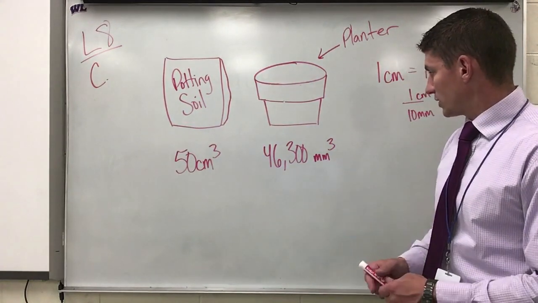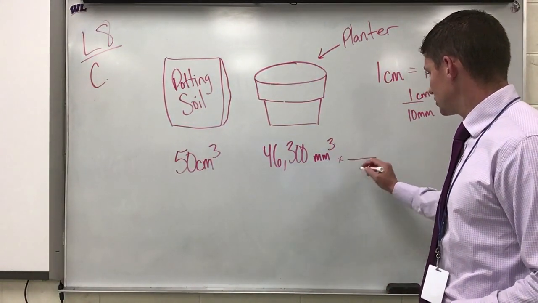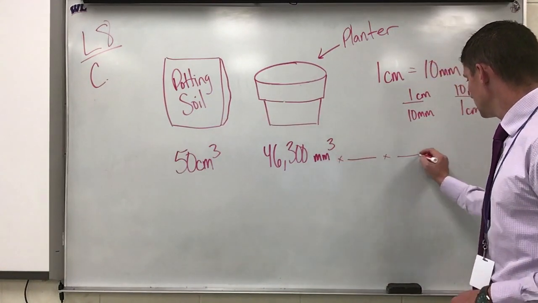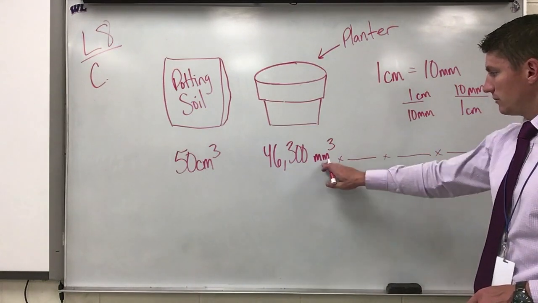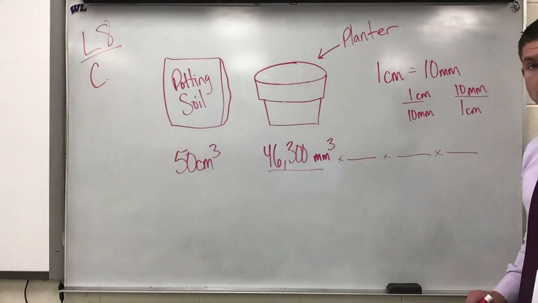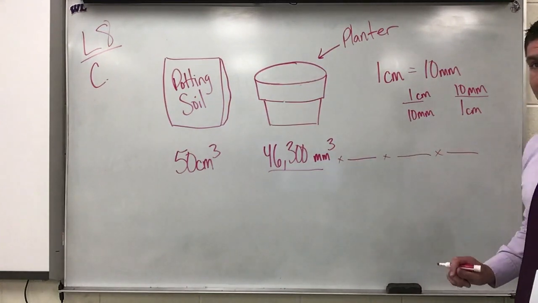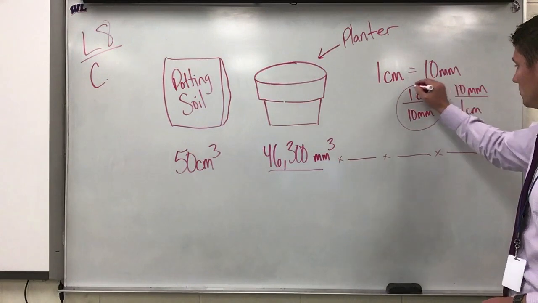So if I start with 46,300 millimeters, and now I set up my conversion to change millimeters to centimeters, it would look like this. Let's pick the right one. Millimeters here is in the numerator. There are 3 of them, so I need to write 3 of those conversions, and I need to have millimeters in the denominator. So the best one for me is going to be here.